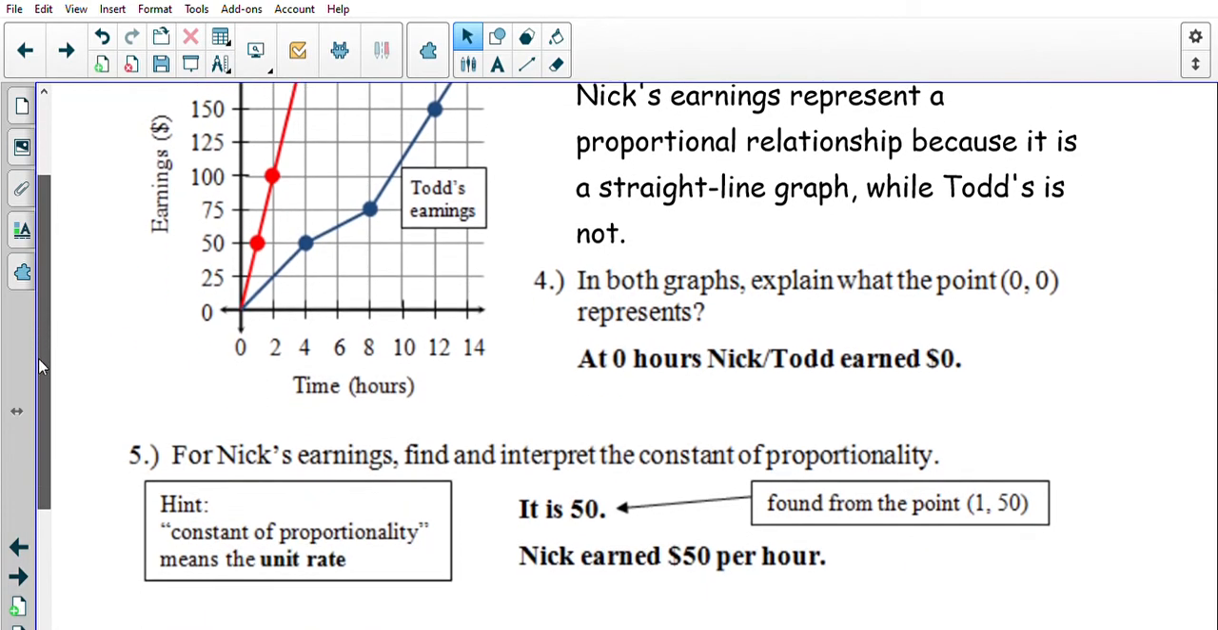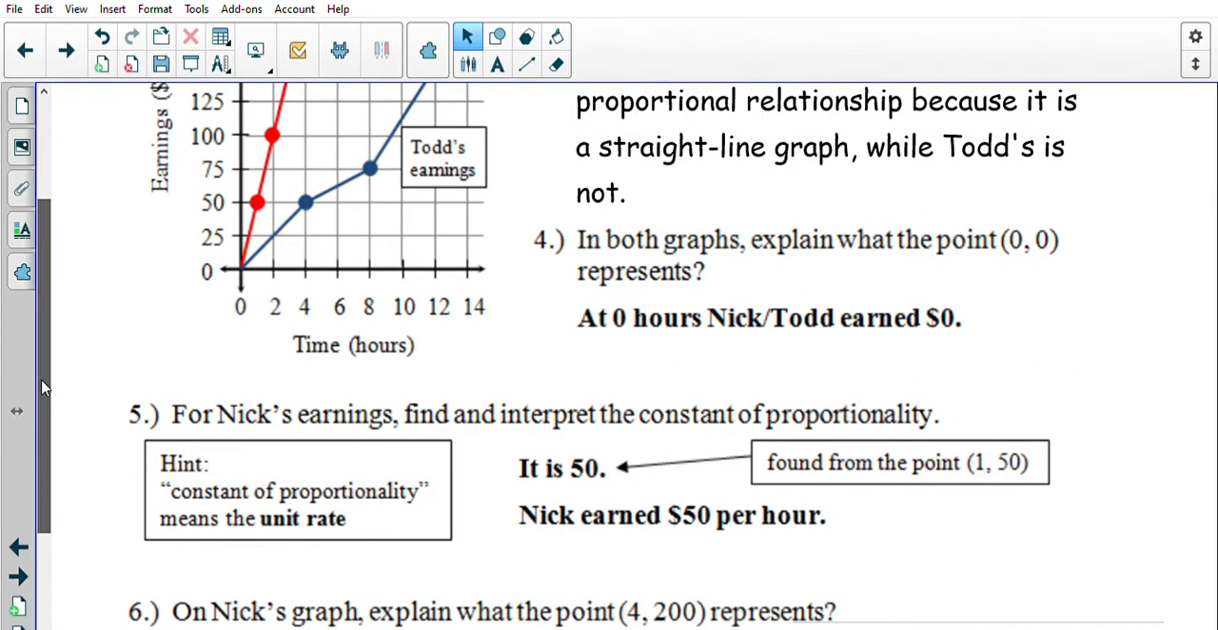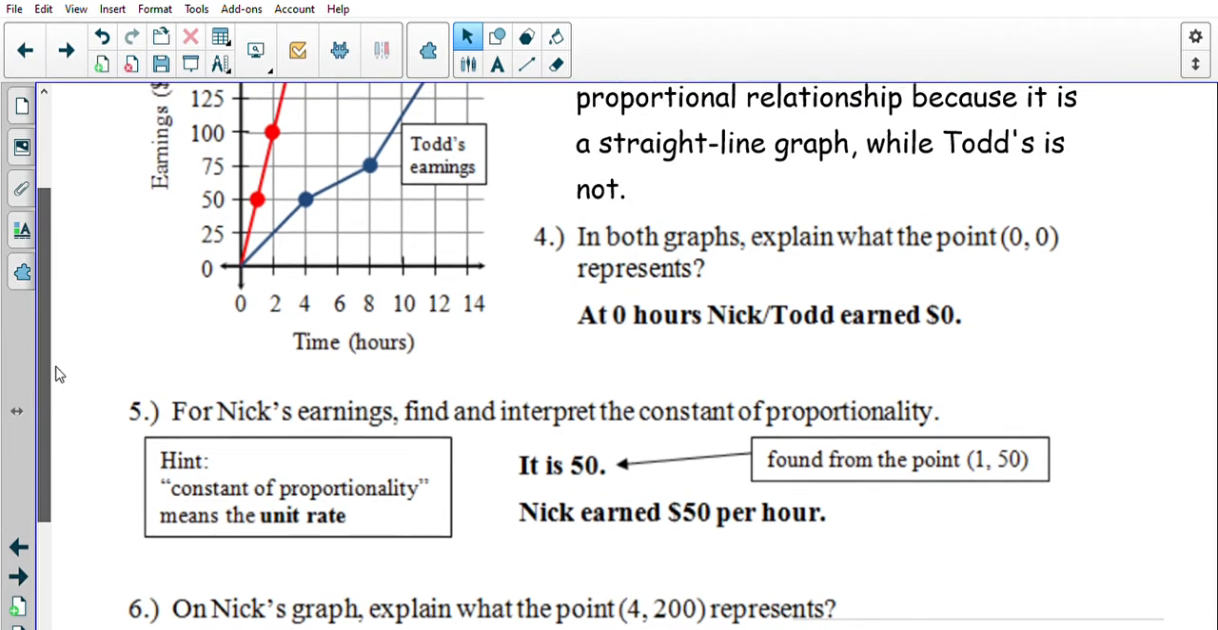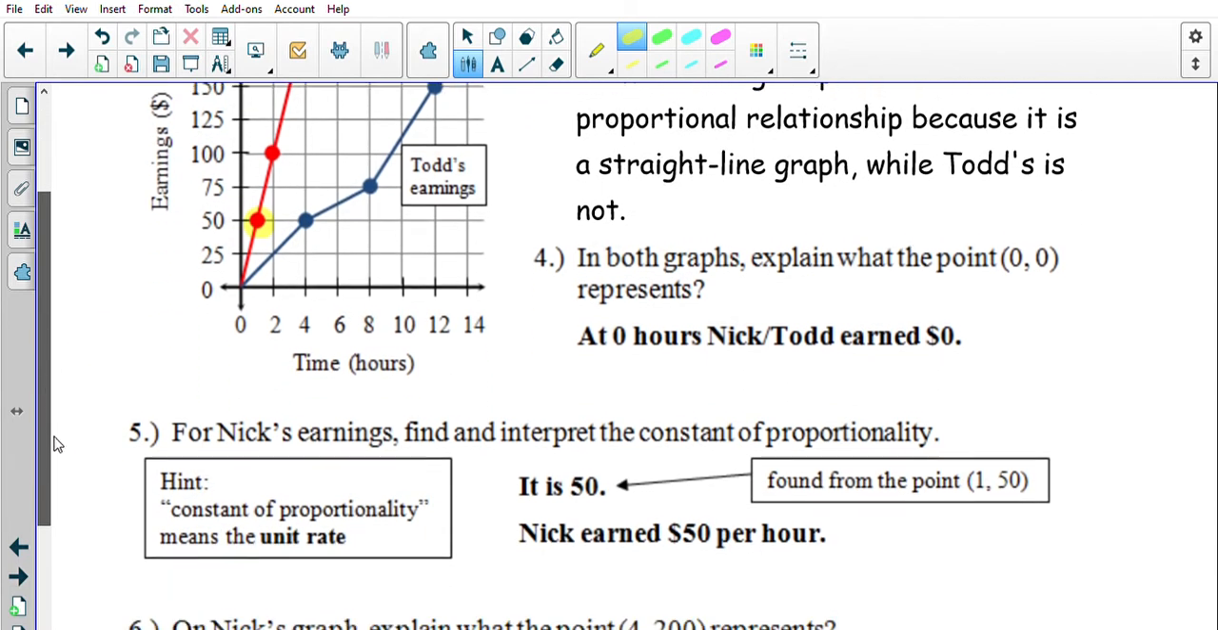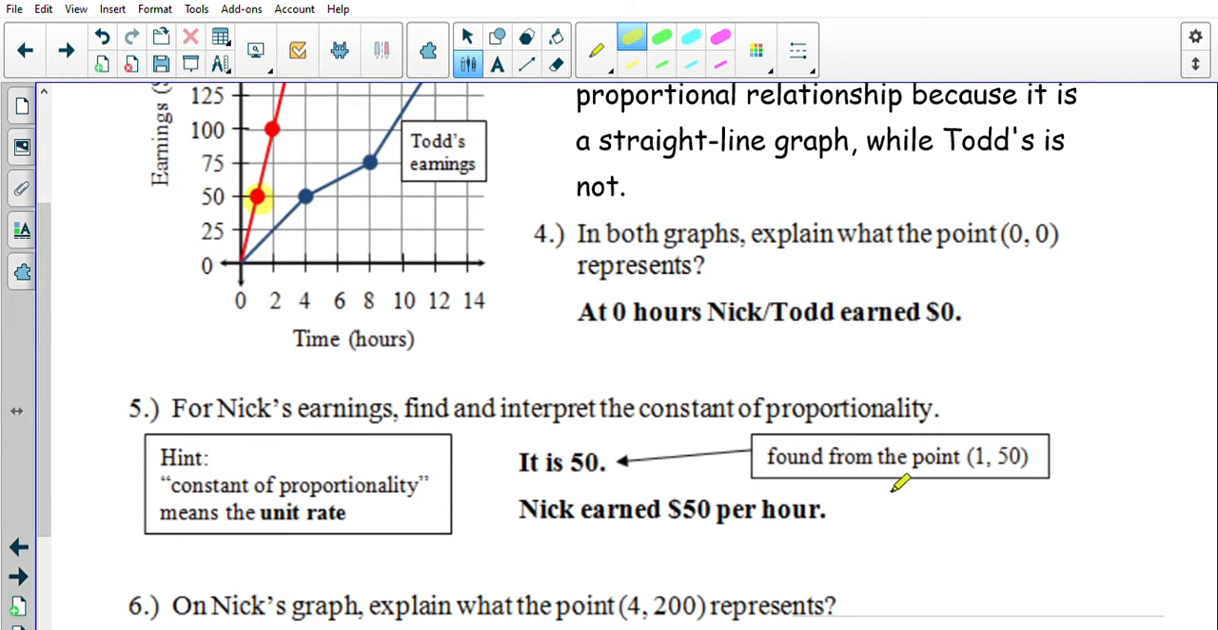Let's look at number 5. For Nick's earnings, find and interpret the constant of proportionality. Remember, that's just the unit rate. So let's look back at our graph. For Nick's earnings, I'm going to highlight this in yellow. We're going to go to the right one and up. That's going to be this point right here that's highlighted in yellow. So that's 1, 50. So we know that Nick earns $50 per hour. If we wanted to find the same thing here for Todd's earnings, that would be a little harder because we don't have a point there.